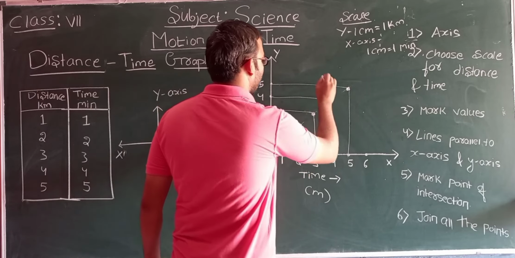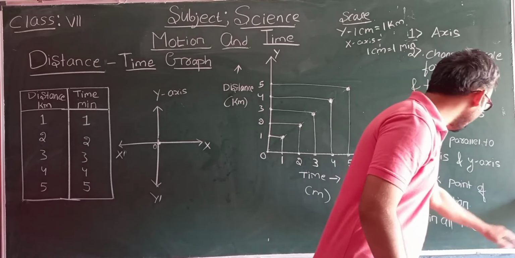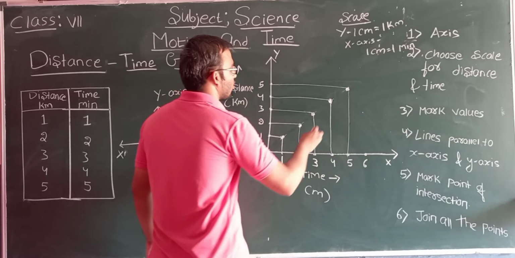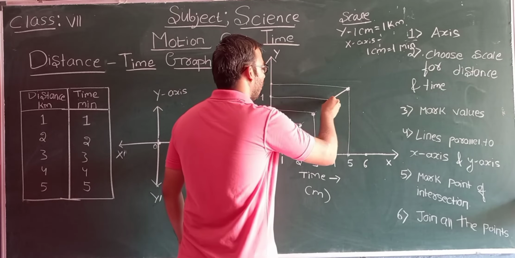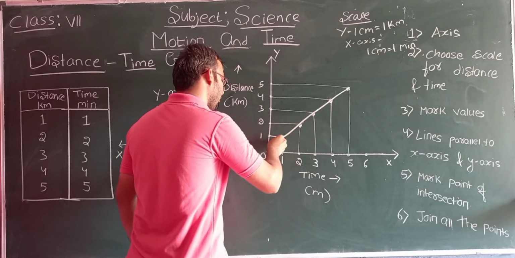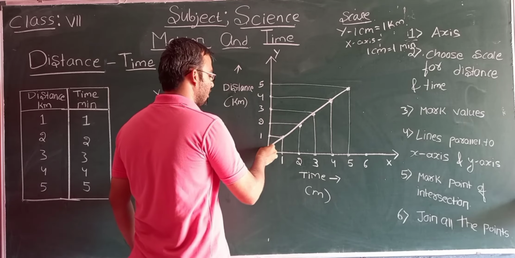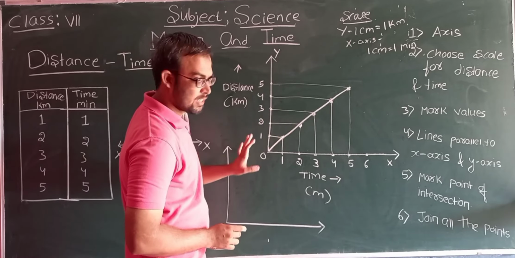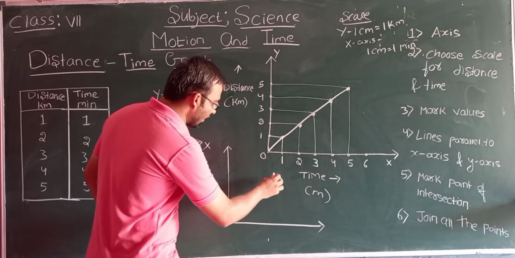So these are called as what? Points of intersection. Next, join all the points. So what we need to do? We need to join all the points. Okay, so this is a straight line, students. For your understanding, actually the graph looked like this.